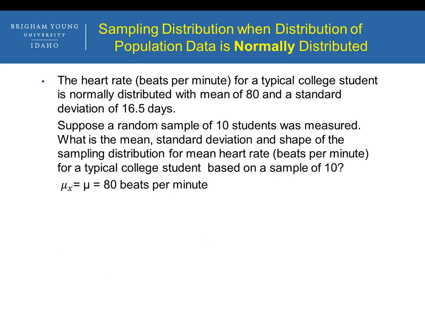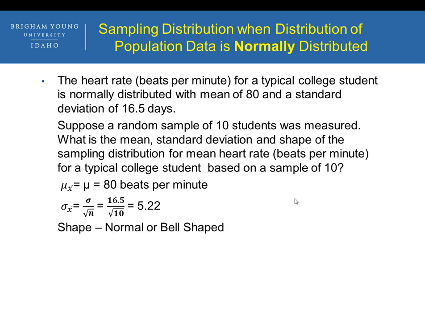Okay, here are the answers. The mean of the means is equal to the mean of the original population, which is 80. The standard deviation of the sampling distribution is the standard deviation of the original population divided by the square root of the sample size, which is 16.5 divided by the square root of 10, which is 5.22. And the shape, what is the shape? Well, sample size, it's small. However, since the original distribution is normal, then the shape of the distribution is also normal.